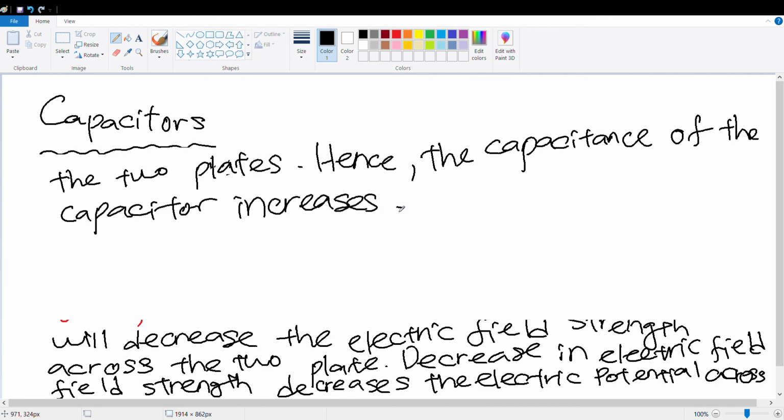So this is actually the mechanism for the dielectric inserted into the space between the two plates of the capacitor.